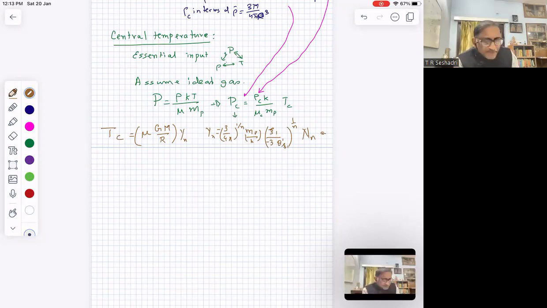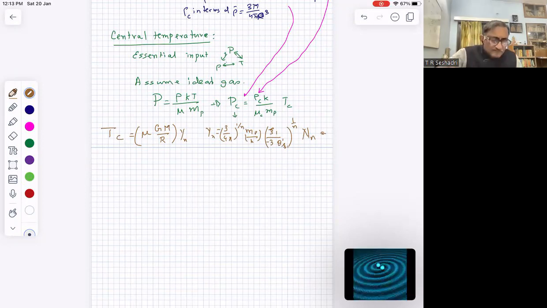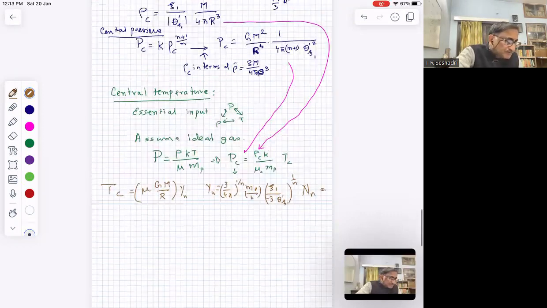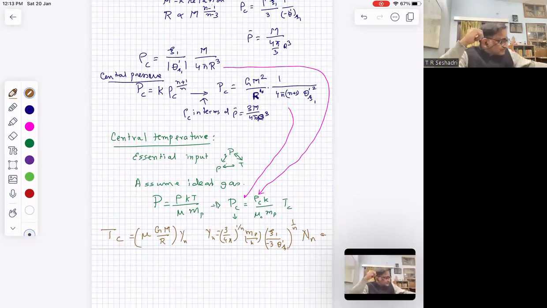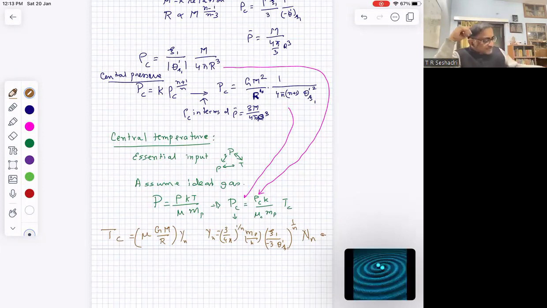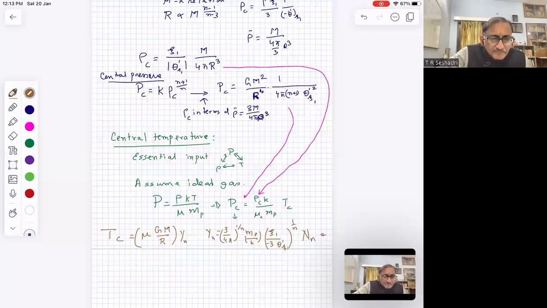Okay, so let me just break for about 5 minutes and then I'll get back. Would the mean molecular weight at the center be different from the rest of it? It can. That's why I carefully put mu_c. You see, because the mean molecular weight depends on the state of ionization, and so that can depend on the temperature. Okay, I'll just come back.